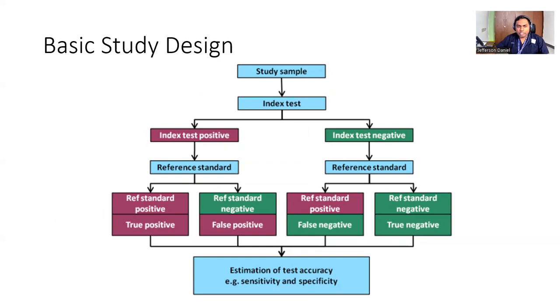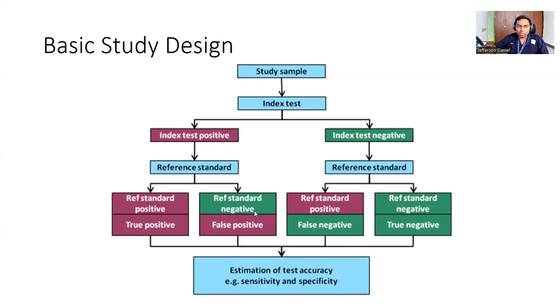There may be multiple variations, but a standard study design for a diagnostic test would be you have a study sample and you do the index test on it. The index test will be either positive or negative. Irrespective of the result of the index test, you go ahead and do the reference standard. And based on that, you classify the study's test results as either reference standard positive or negative, double positive.